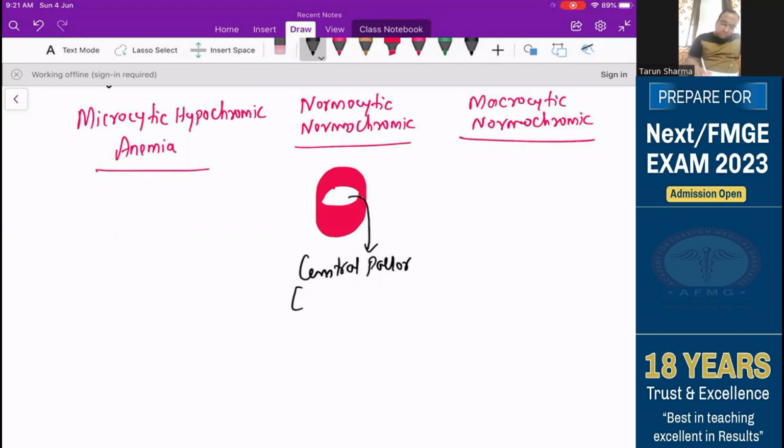In normal condition, it should be less than 1/3 of the RBC. So if the central pallor is occupying less than 1/3 area of the RBC, that should be considered the normal central pallor. When it is increased to more than 1/3, it is called hypochromia. The more it is increased, the more hypochromia there is. The less it is increased, the less central pallor, meaning the RBC is more and more hemoglobinized.